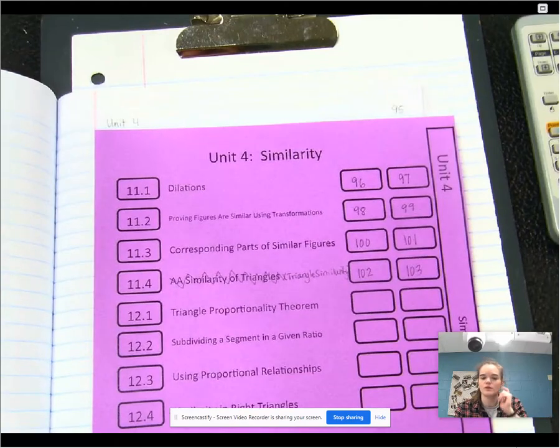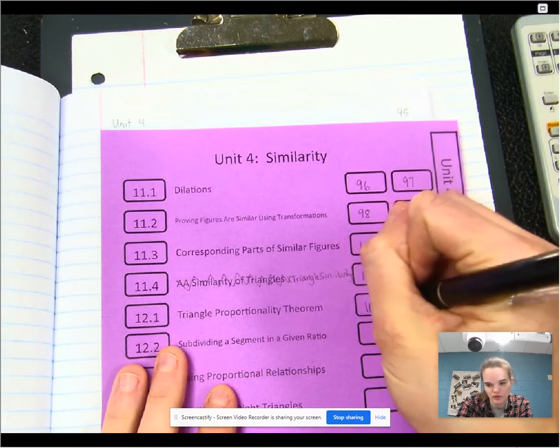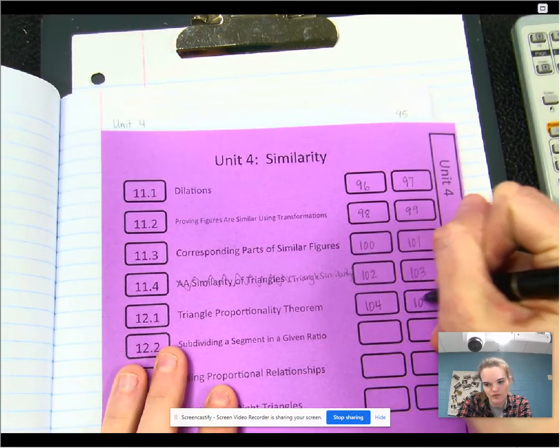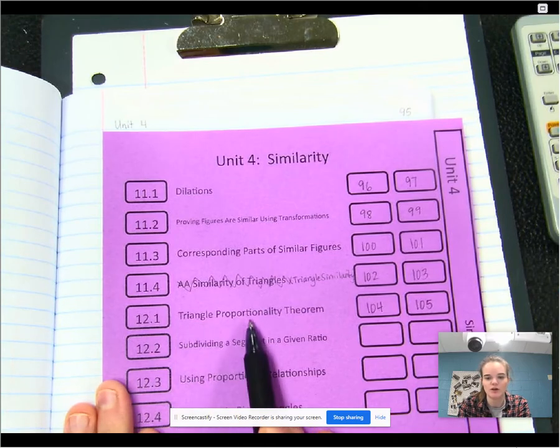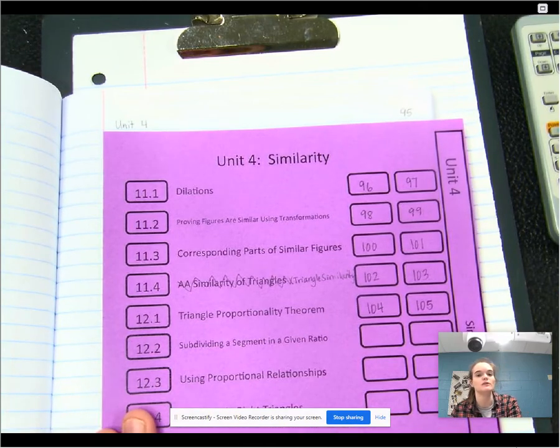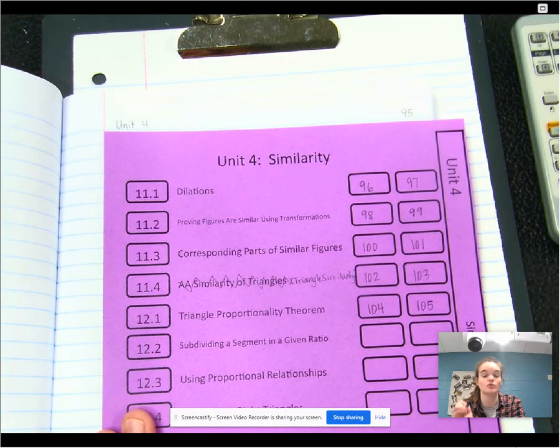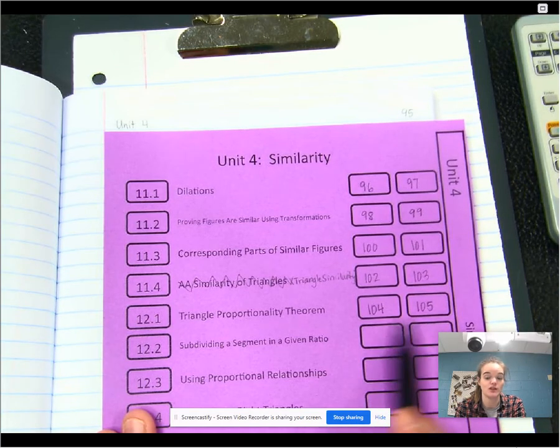Alright guys, we're going to talk about the triangle proportionality theorem today, and that's going to be on pages 104 and 105, so you will label 104 and 105 12.1 triangle proportionality theorem. Now, the video you're about to watch is from last year, so don't pay attention to the pages. It is in your notebook. It's 104 and 105, okay?